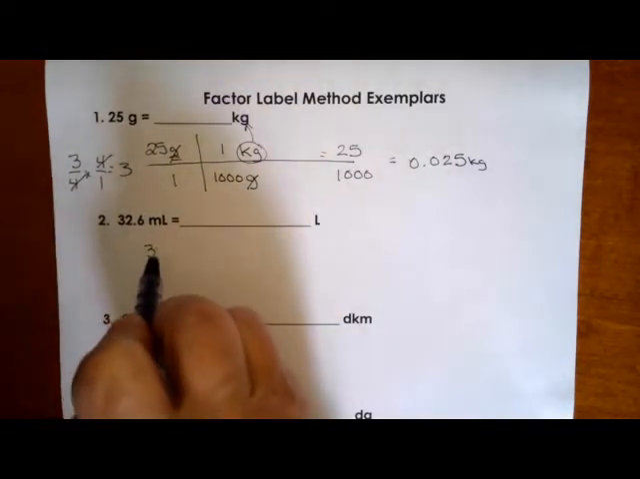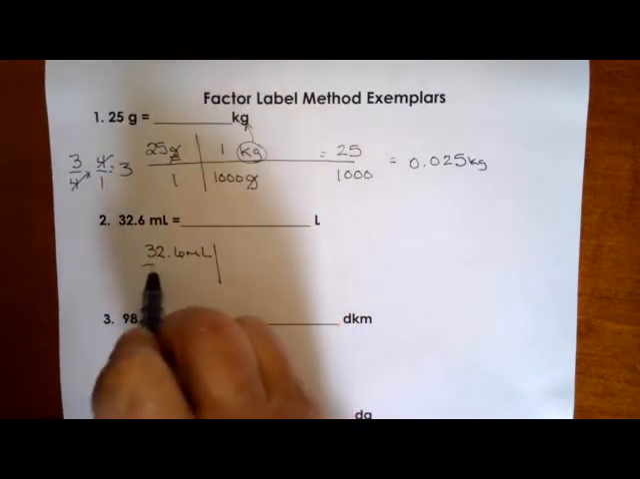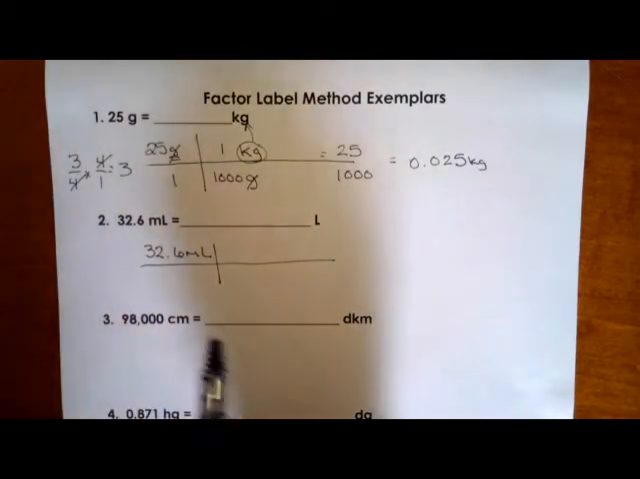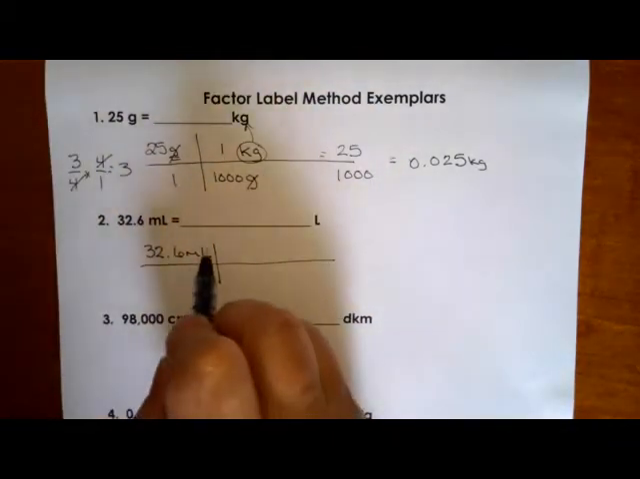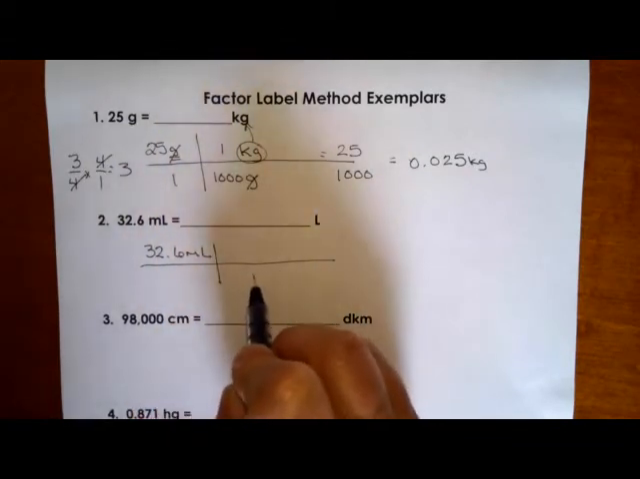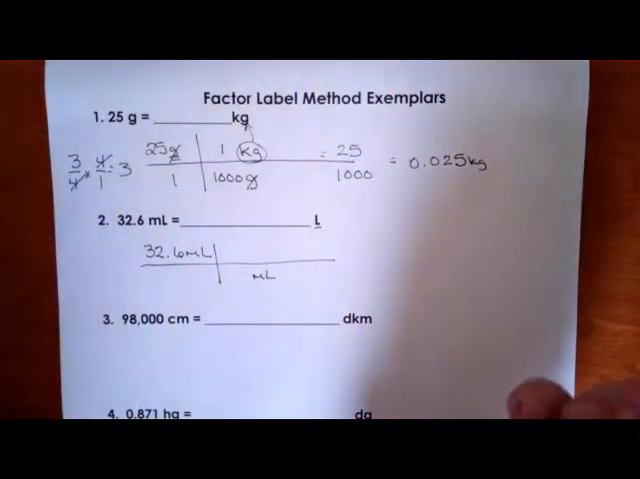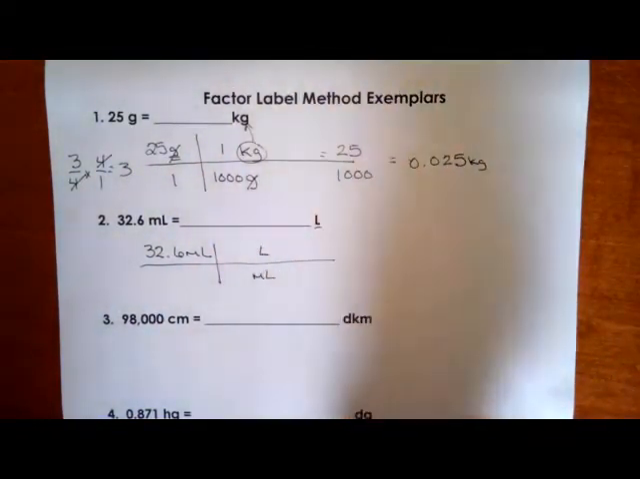So we've got 32.6 milliliters, and we're going to change it into liters. So same process. Doesn't matter what the unit is here, that unit is going to come down below. So we've got milliliters down below, and what we want to change it into is liters, so we'll put that on top.